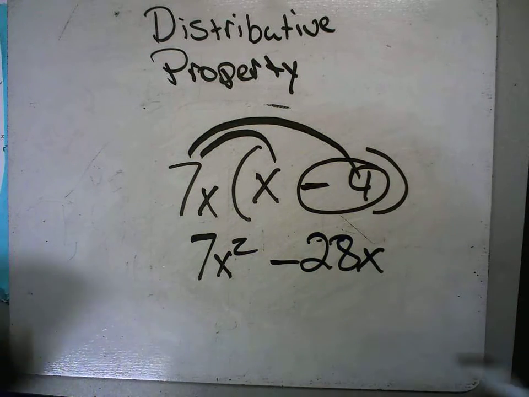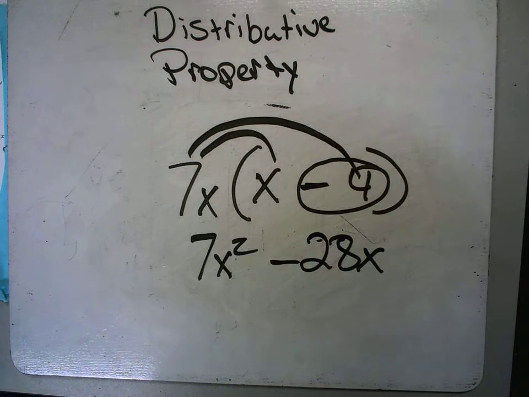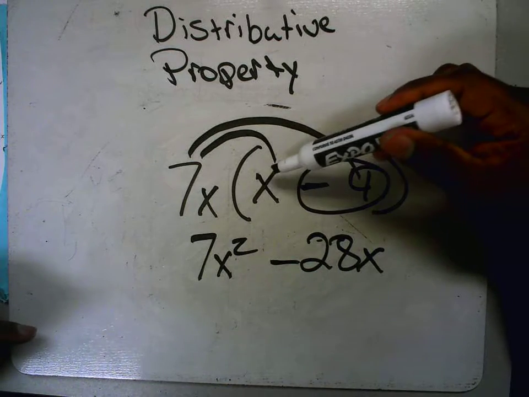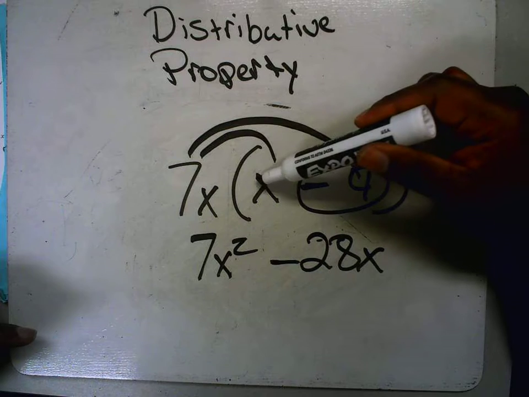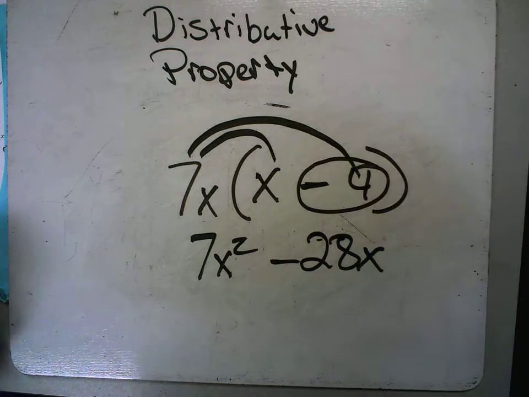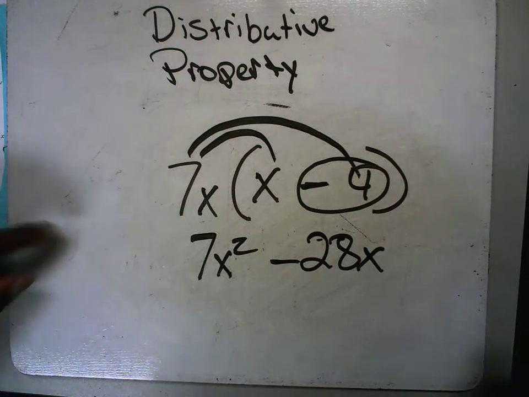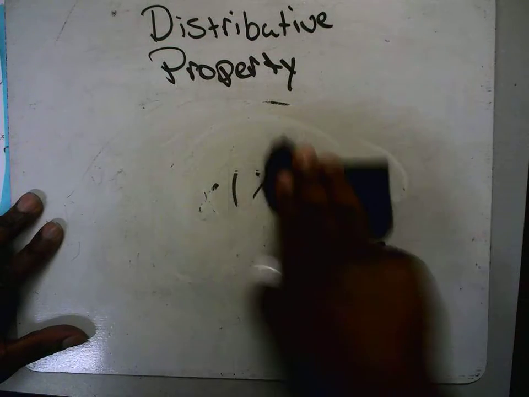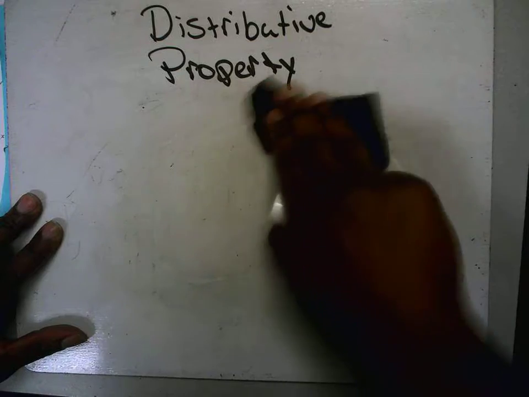One thing we have to remember here is that when this variable does not have a coefficient outside, it is going to be 1. So we're going to keep that 1 there, even though we're not going to write it. We're going to keep that 1 in our head. Alright, one more. Let's see how we do, and this will be it.